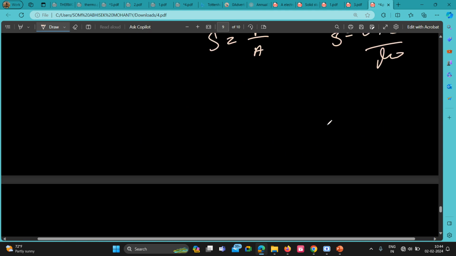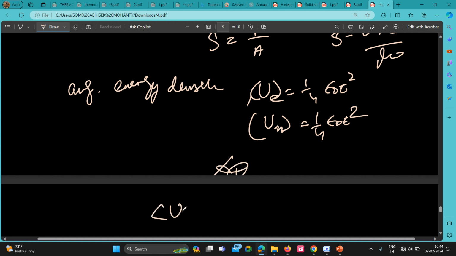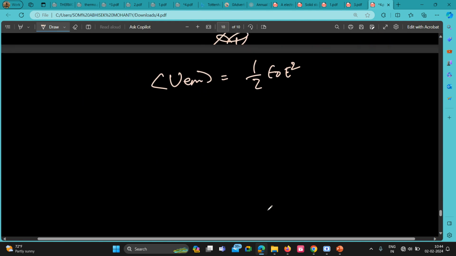Average energy density U is 1 by 4 epsilon naught E square. This is the average of the electric field. Average energy of the magnetic field is also 1 by 4 epsilon naught E square. But the average energy of the electromagnetic field is half epsilon naught E square. Okay, that's right.